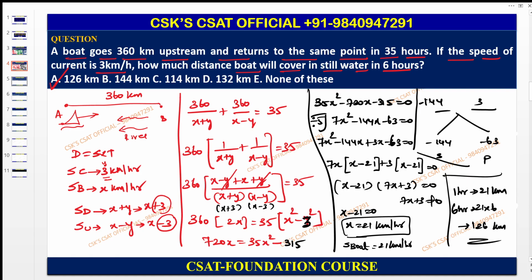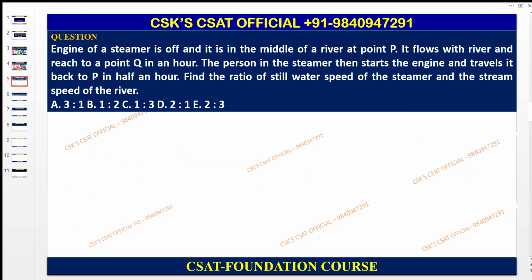So let us move on to the next problem. This kind of problem plays a vital role. You may expect it in your UPSC, sometimes it is possible to give this kind of question also. The engine of a steamer, you can take it as a boat, is off in the middle of a river at a point P. It flows with the river and reaches the point Q in an hour.